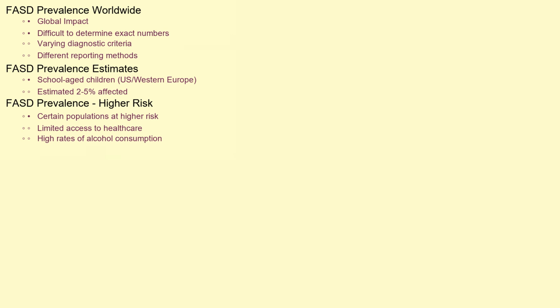FASD affects people worldwide, but the exact prevalence is difficult to determine due to varying diagnostic criteria and reporting methods. Estimates suggest that FASD affects between 2 to 5% of school-aged children in the United States and Western Europe. Certain populations, such as those with limited access to healthcare or those with high rates of alcohol consumption, may experience higher rates of FASD.